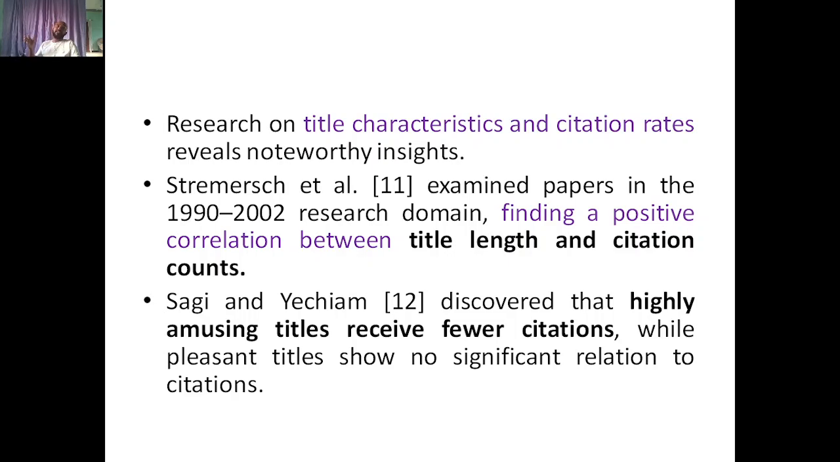The first one is Stanners et al. They examined papers from around 12 years, from 1990 to 2002. The research, almost 12 years.